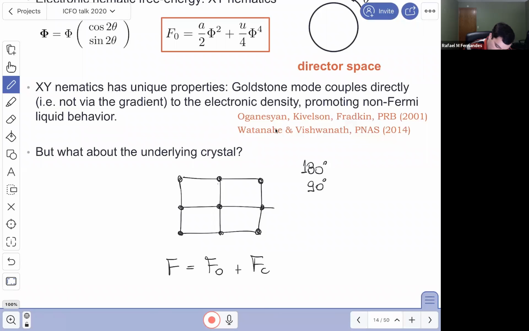I'm going to put here F crystal, which will depend on the angle theta. And that distinguishes the electronic nematic from the standard nematic. To get this term, you can use group theory. I am not going to derive this, I'm just going to give you the results.